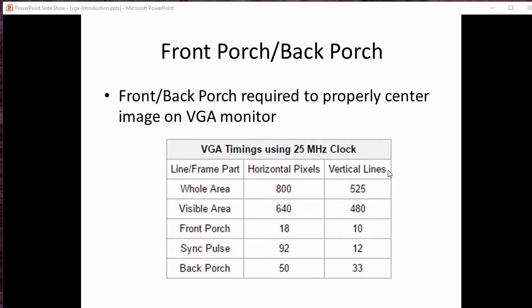And then same thing for the vertical line. If you look at this column, there are 45 inactive lines: 10 plus 12 plus 33 is 45. And we're going to be modifying the sync pulse too. So the sync pulse used to be low for 45 lines. Now it's only going to be low for 12. It's going to be high in the beginning, the vertical front porch, for 10 lines. These are lines, by the way. And it's going to be high for 33 lines on the back porch.